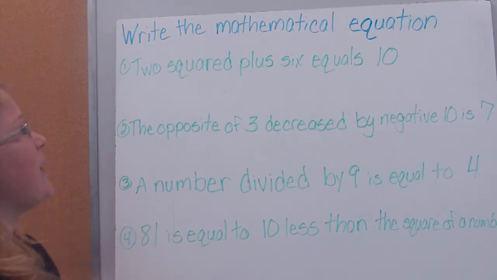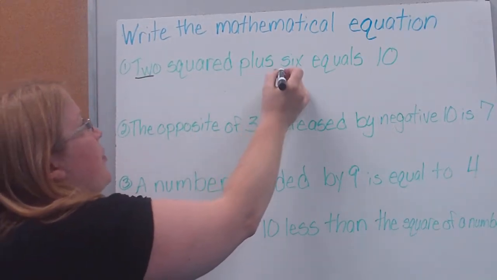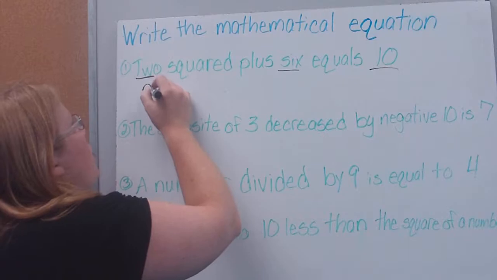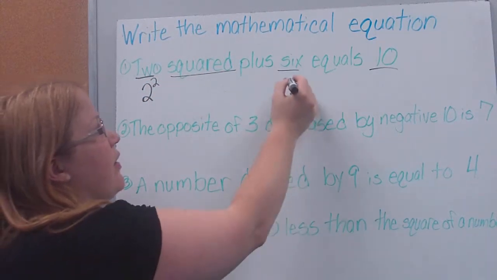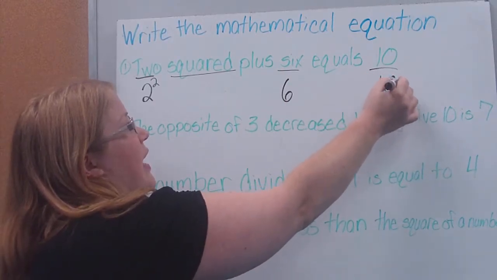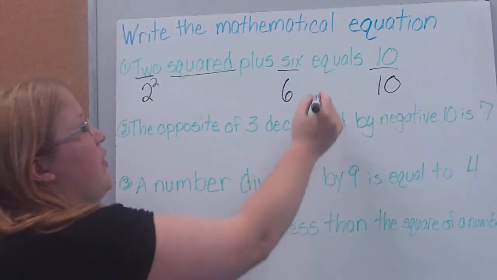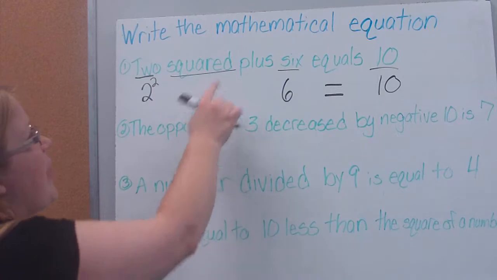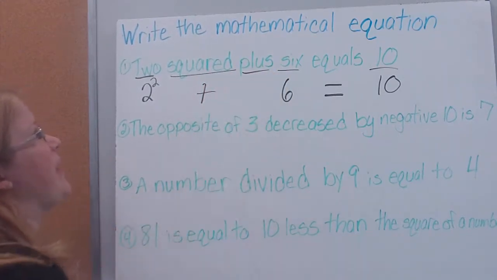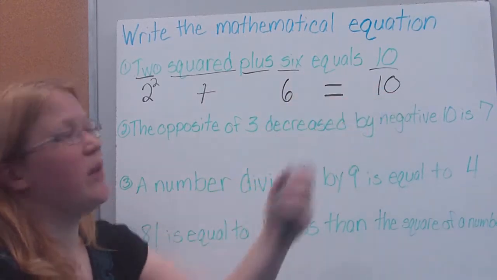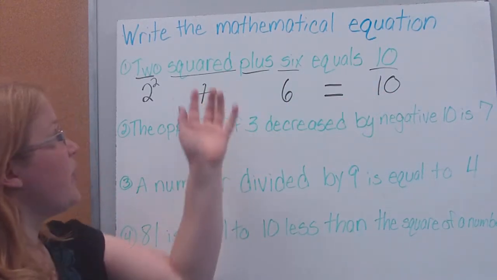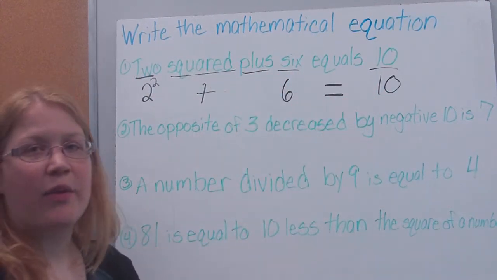So again, the first thing I look at is where are my numbers. I've got a 2 squared, which means to the second power. I've got a 6, and I've got a 10. Equals, my equal sign. Plus tells me I'm adding these two. So I've got 2 squared plus 6 is equal to 10, or equals 10. So all we're doing is taking the words, writing how they would look in a number sentence.